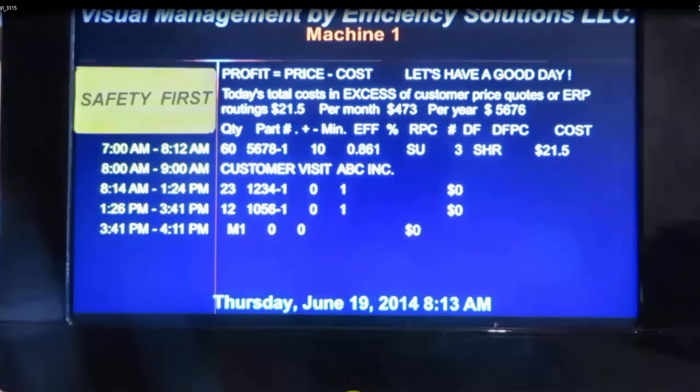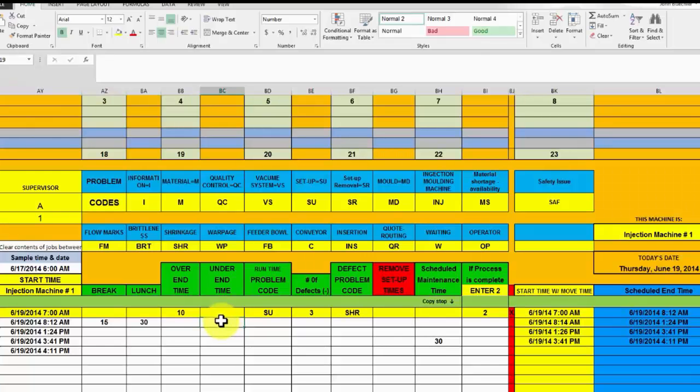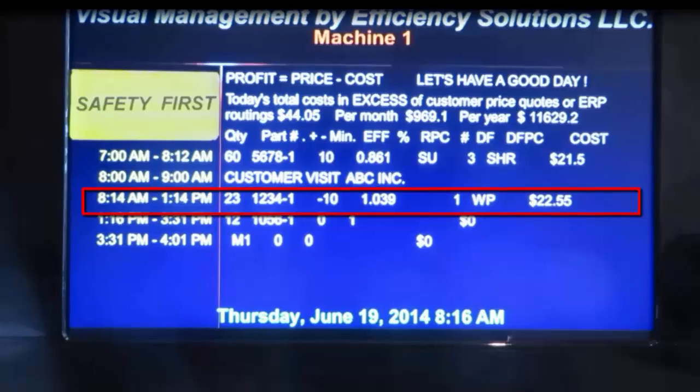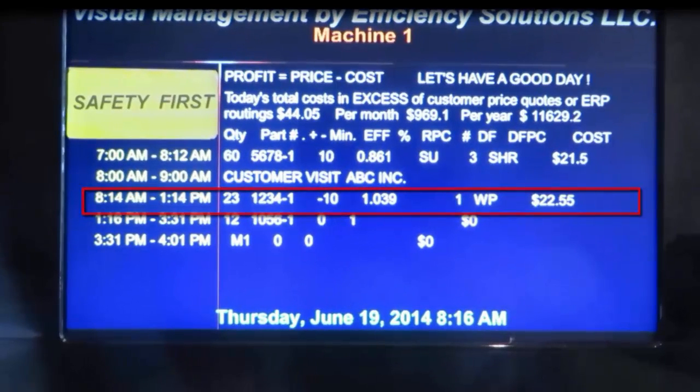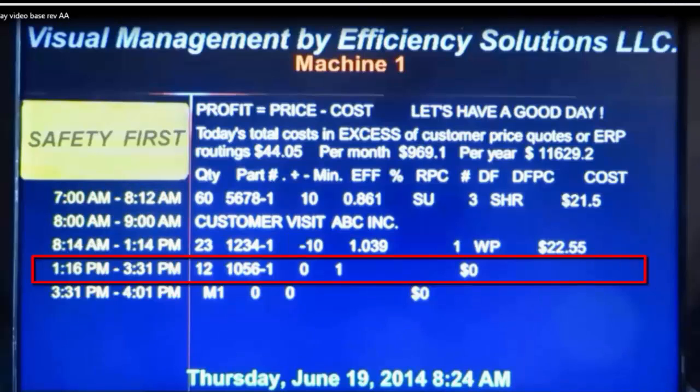Okay, the sign's now updated. We'll enter another one. This one went 10 minutes faster, had 1 defect. Defect problem code is warpage, WP. Finish the process, watch the sign update. Now we see the sign's updated.